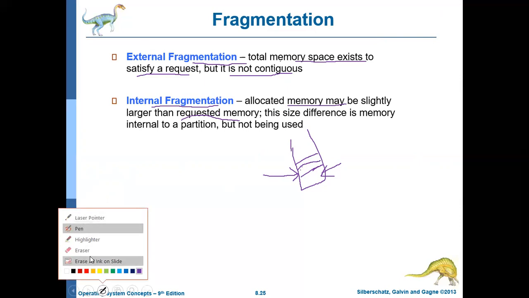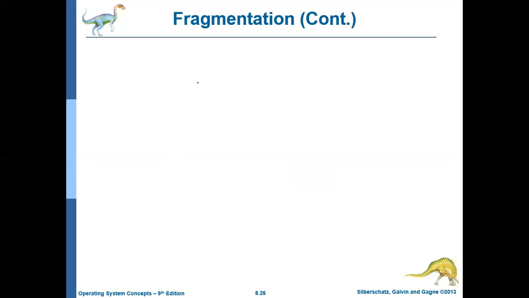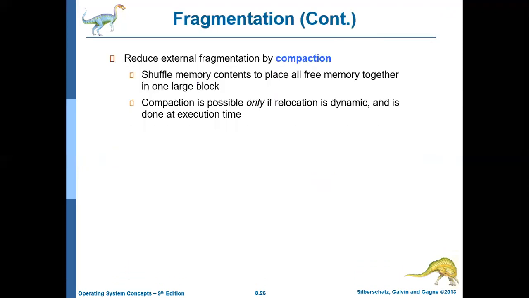variable size partitioning. In external fragmentation, the fragmented memory can be combined. If you combine all the fragmented memory, then the request can be satisfied, but as they are not combined, generally the request cannot be satisfied. External fragmentation can be reduced or avoided by using the technique called compaction, which we have already discussed: shuffle memory contents to place all free memory together in one large block.